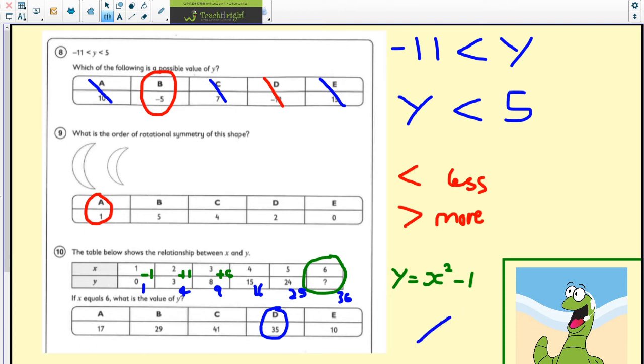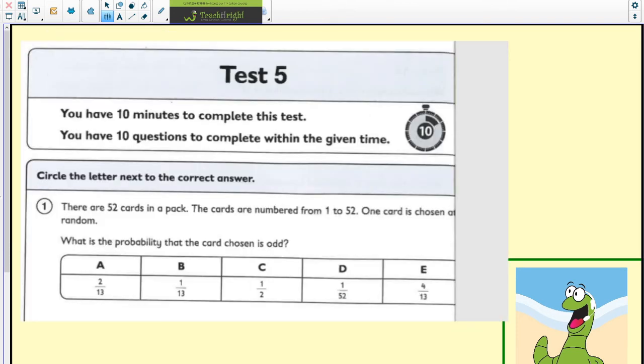Let me know how you've done. Right, test 5, last test. Again, it's 10 minutes, so make sure you time yourself with this. Really important. So, there are 52 cards in a pack. The cards are numbered 1 to 52. One card is chosen at random. What is the probability that it's odd?